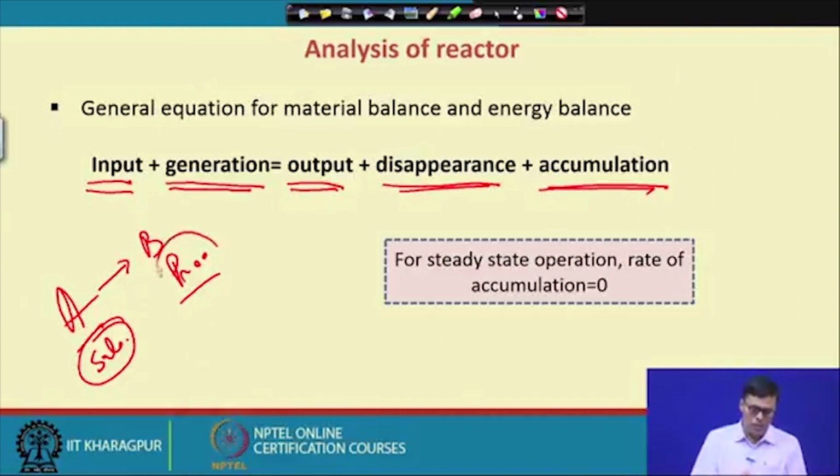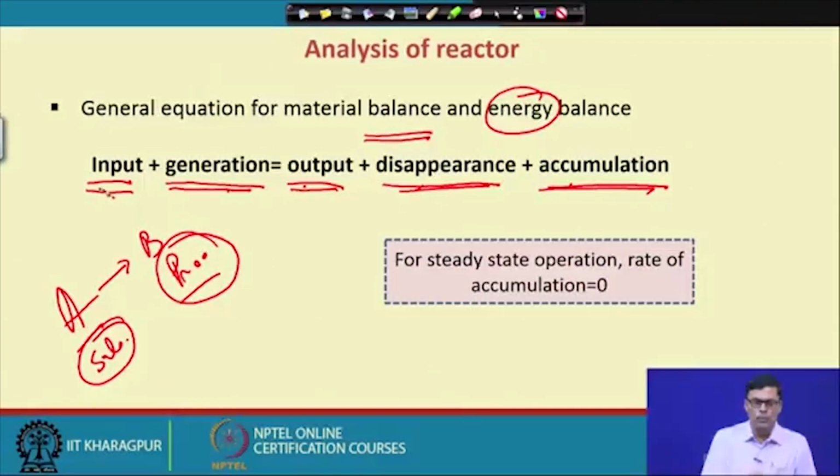This is a kind of balance equation, am I right? And if we write the balance equation with respect to product: rate of product input plus rate of product generation equals rate of product output plus rate of product disappearance plus rate of product accumulation. Now we can write this balance equation with respect to energy also: rate of energy input plus rate of energy generation equals rate of energy output plus rate of energy disappearance plus rate of energy accumulation.